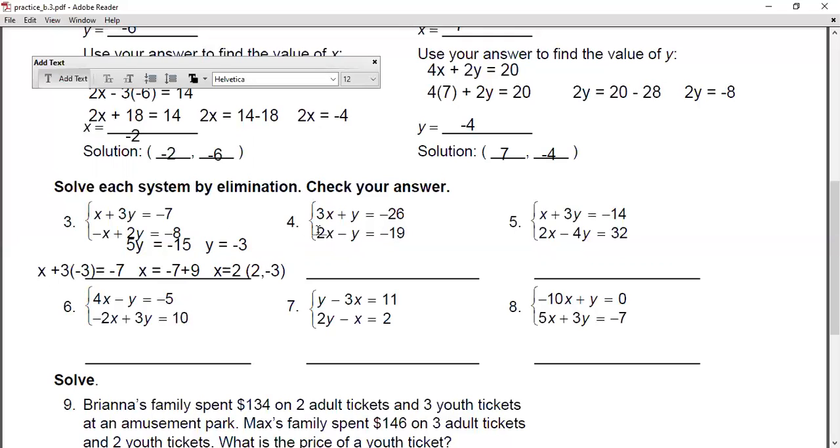Okay, now moving on to question number 4. Again, just look at the similar terms. We have 3x, 2x, which are not similar, but we have plus y, negative y, so you will cancel plus y and negative y. You will be left with 3 plus 2, that's going to give you 5x, which is equal to negative 26, negative 19 is going to give you negative 45, because 26 plus 19 will give you 45. Which means x is going to be equal to negative 9, because 45 divided by 5 is going to give you 9. Negative 9, because 45 has a negative sign.